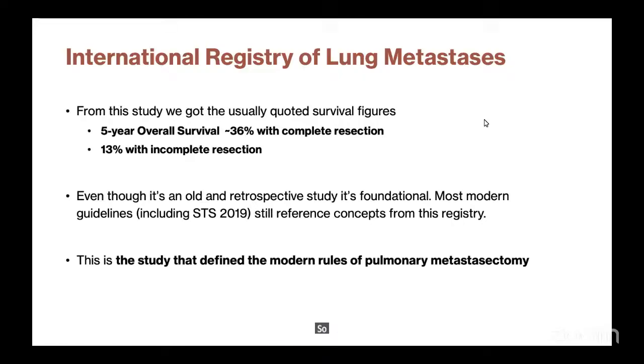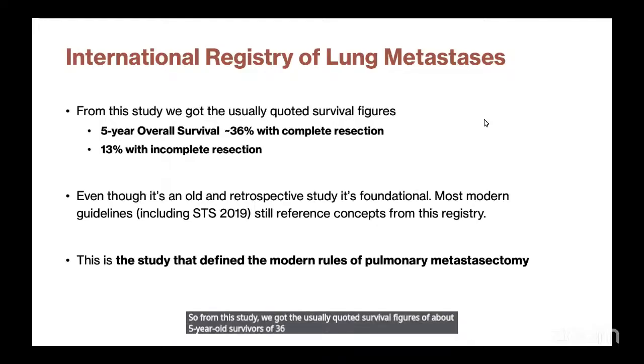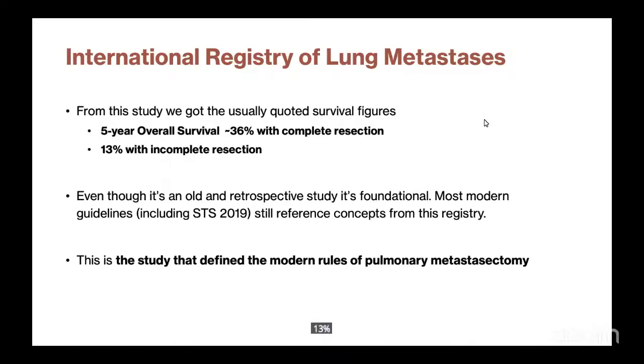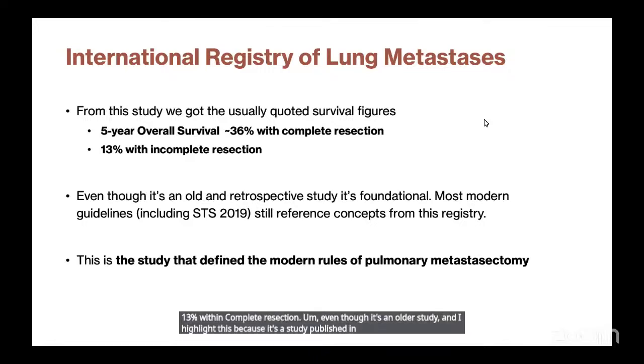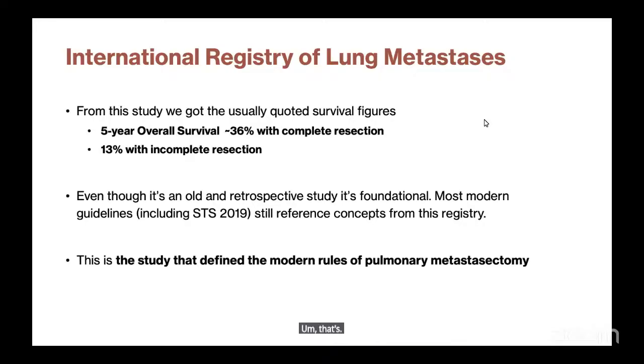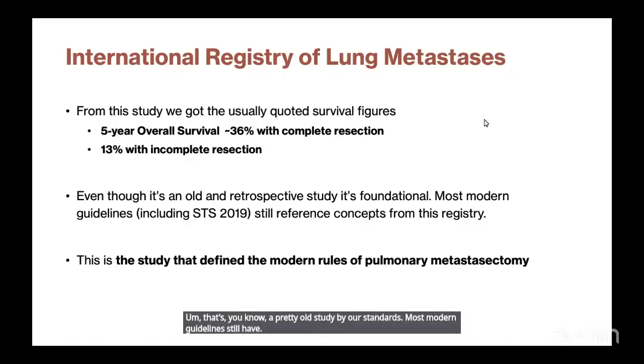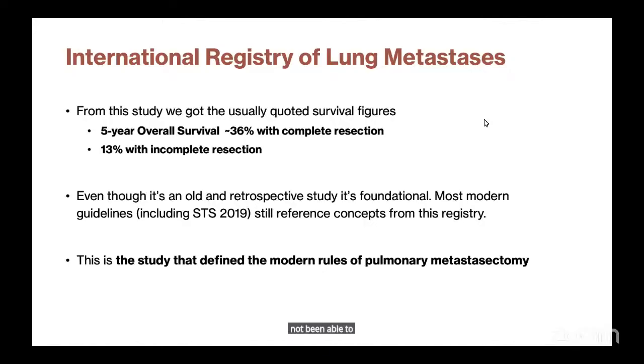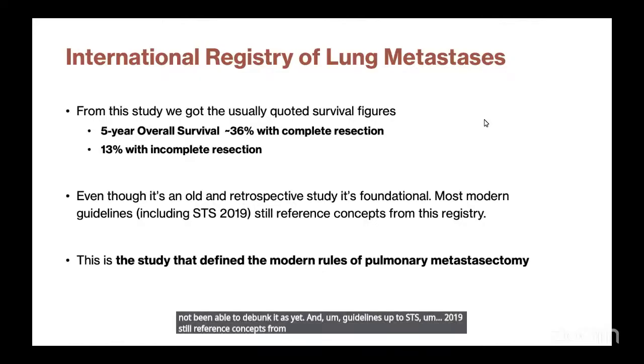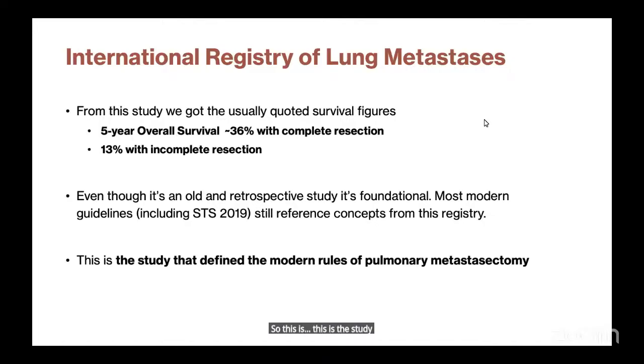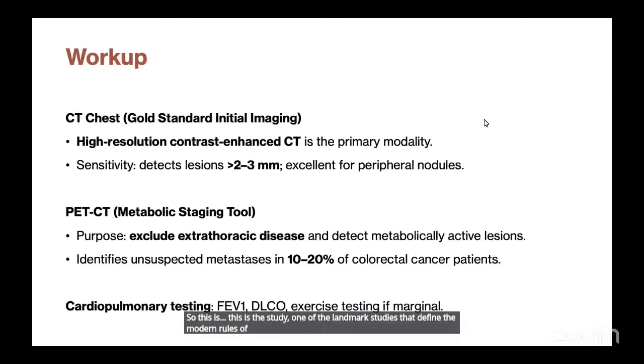So from this study, we got the usually quoted survival figures of about 5-year overall survival of 36% with complete resection, 13% with incomplete resection. Even though it's an older study, and I highlight this because it's a study published in 1997, that's a pretty old study by our standards. Most modern guidelines still have not been able to debunk it as yet, and guidelines up to STS 2019 still reference concepts from this registry. So this is one of the landmark studies that define the modern rules of pulmonary metastasectomy.